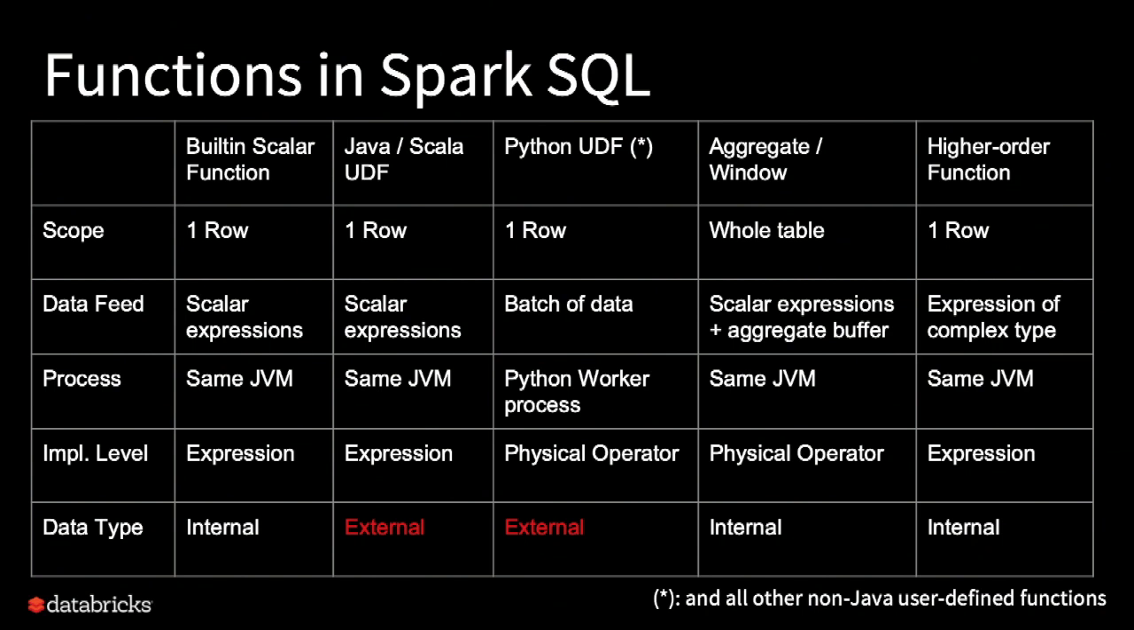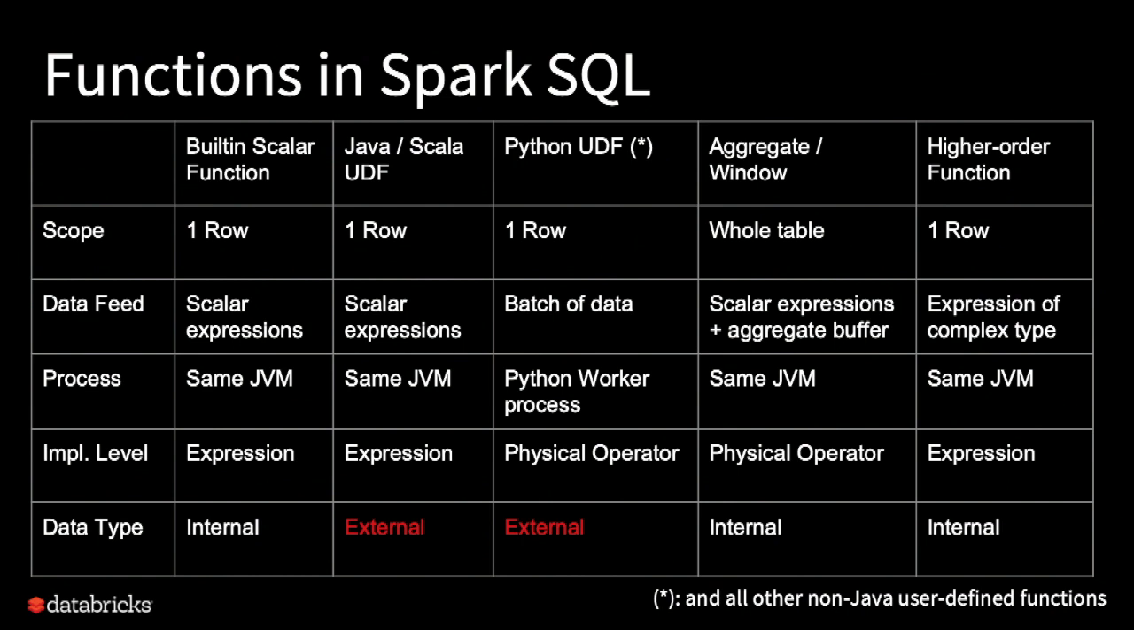Let's take a look at a few different aspects of all these functions to help us understand how they're different from each other. The first aspect is scope, which means how much context you need to see in the table to run this function. As you can see, most functions only take the context of a single row, so you don't need anything else from your surrounding rows, like the first row or the last row. But aggregate functions and window functions may need either the entire table or a window of it. So that's one thing to note.